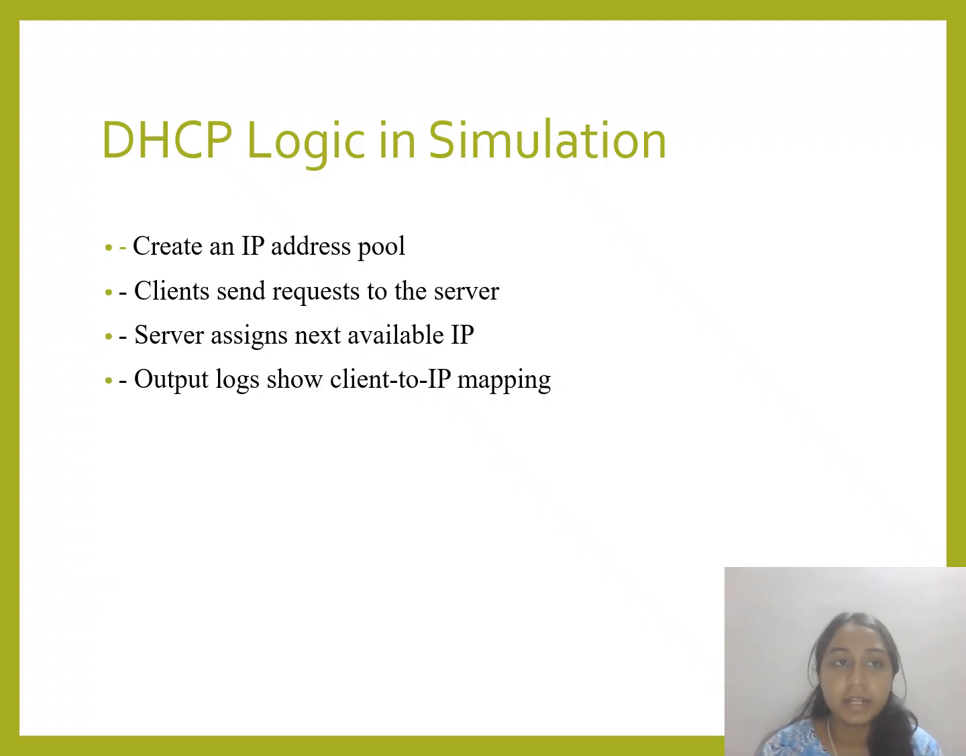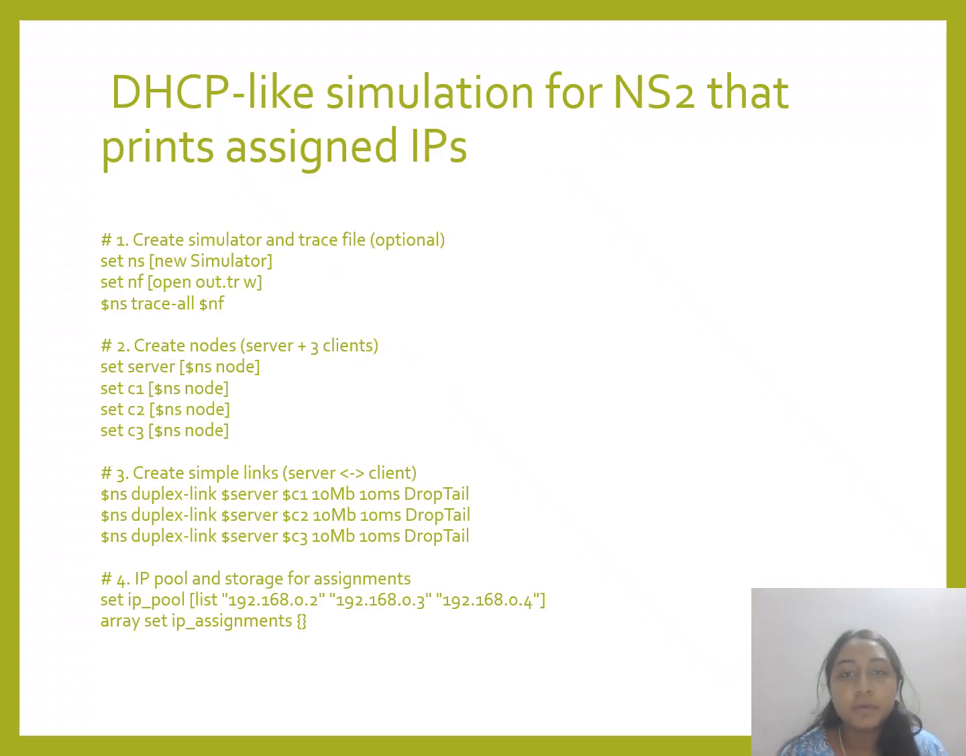Coming to next, we can see that this is the DHCP simulation TCL script, in which it requires one server node, 3 client nodes, a pool of IP addresses, and a function to assign the IPs to the clients at the scheduled times. And here it doesn't implement any of the DHCP protocol packets. Instead, it only simulates the logic and prints the IP assignments to the console.